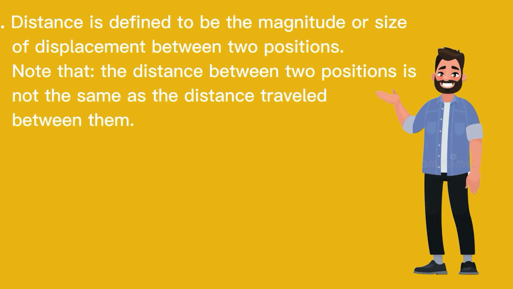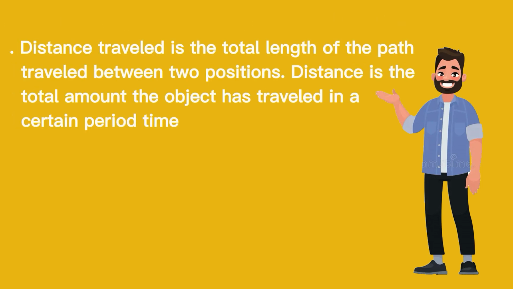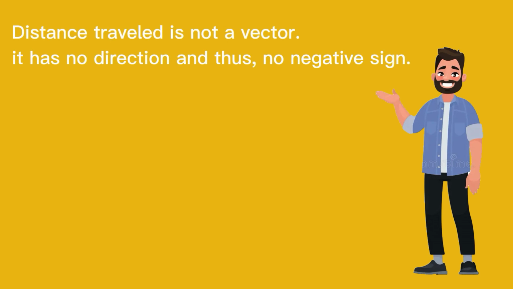Distance is defined to be the magnitude or size of displacement between two positions. Note that the distance between two positions is not the same as the distance traveled between them. Distance traveled is the total length of the path traveled between two positions. Distance is the total amount the object has traveled in a certain period of time. Distance traveled is not a vector. It has no direction and thus no negative sign.